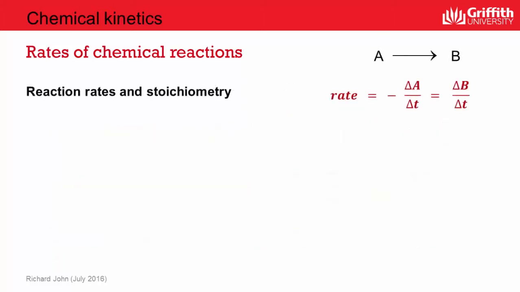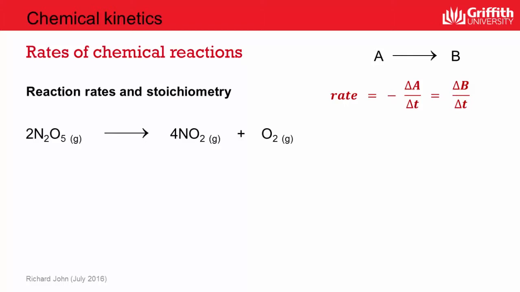So for the hypothetical reaction A being transformed to B, where the stoichiometric coefficients of each substance in this chemical equation is equal to 1, there are 2 equally valid expressions for the rate of reaction. One referring to the rate of consumption of the reactant, and the other referring to the rate of production of the product. Let's now consider a real reaction where the stoichiometric coefficients have values other than 1.